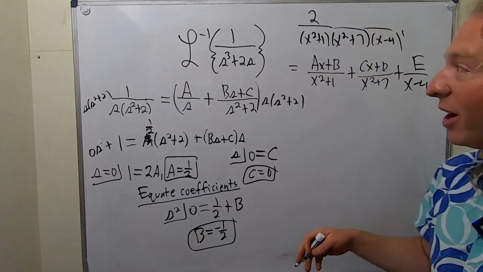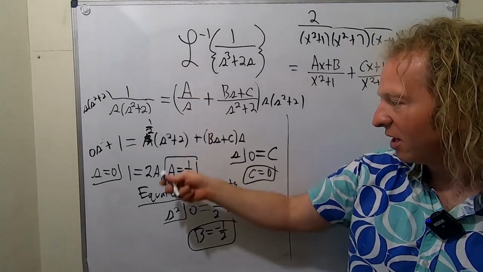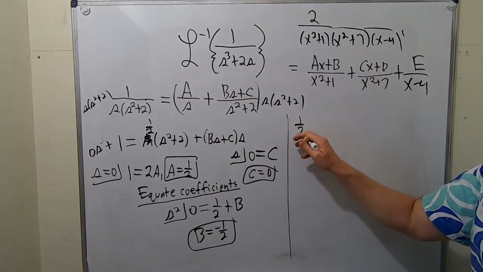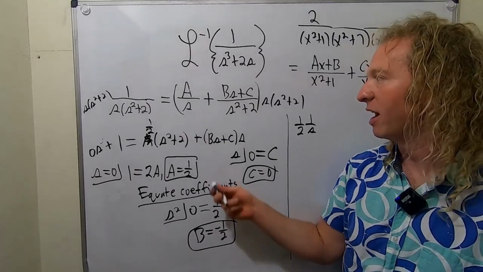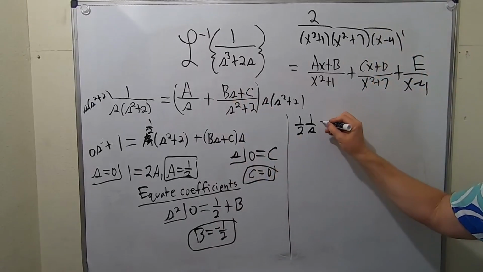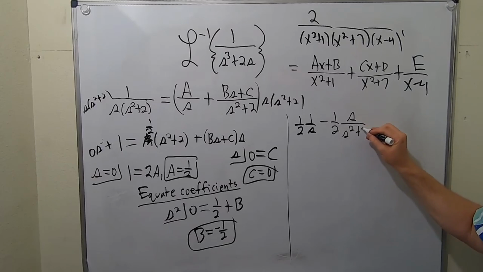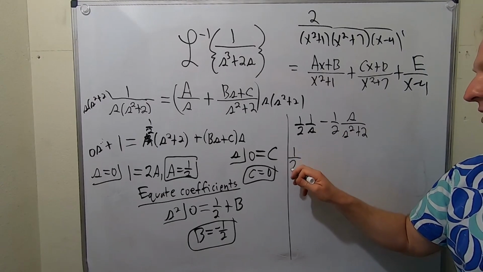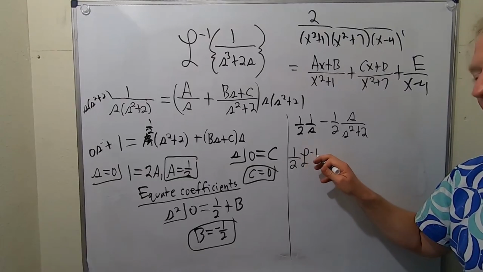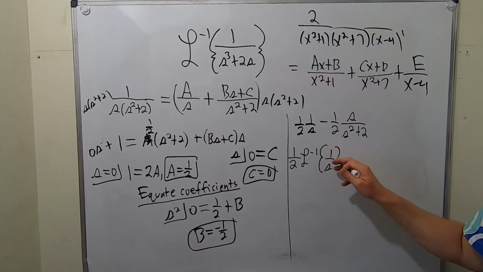Okay, so now we can rewrite what we have. So going back to what we have. So A over S, A was 1/2, so we can put the 1/2 in the front. And B is negative 1/2, and the C is 0, so it'll be negative 1/2 S squared plus 2. So now we're going to find the inverse Laplace of this. So inverse Laplace is linear, so we can just take the inverse Laplace of each piece. So we have this. This is so beautiful.